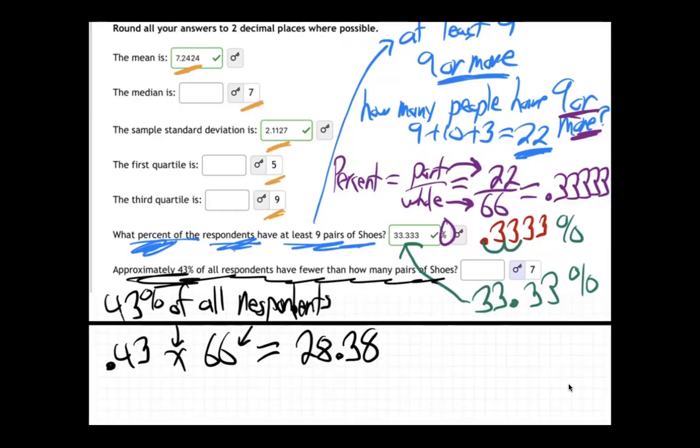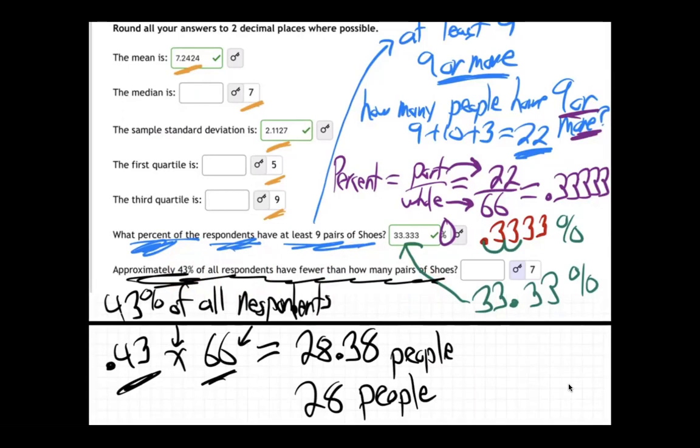Okay, now what does that mean? We have to remember what we're doing here. This is a tricky one. 43% of all the people who responded to this survey about how many pairs of shoes they have, fewer than how many pairs. So that means this is people, right? 43% of 66 is 28.38 people. In other words, it's really 28 people. There's no such thing as part of a person, so you just round it off. It must be 28 people.